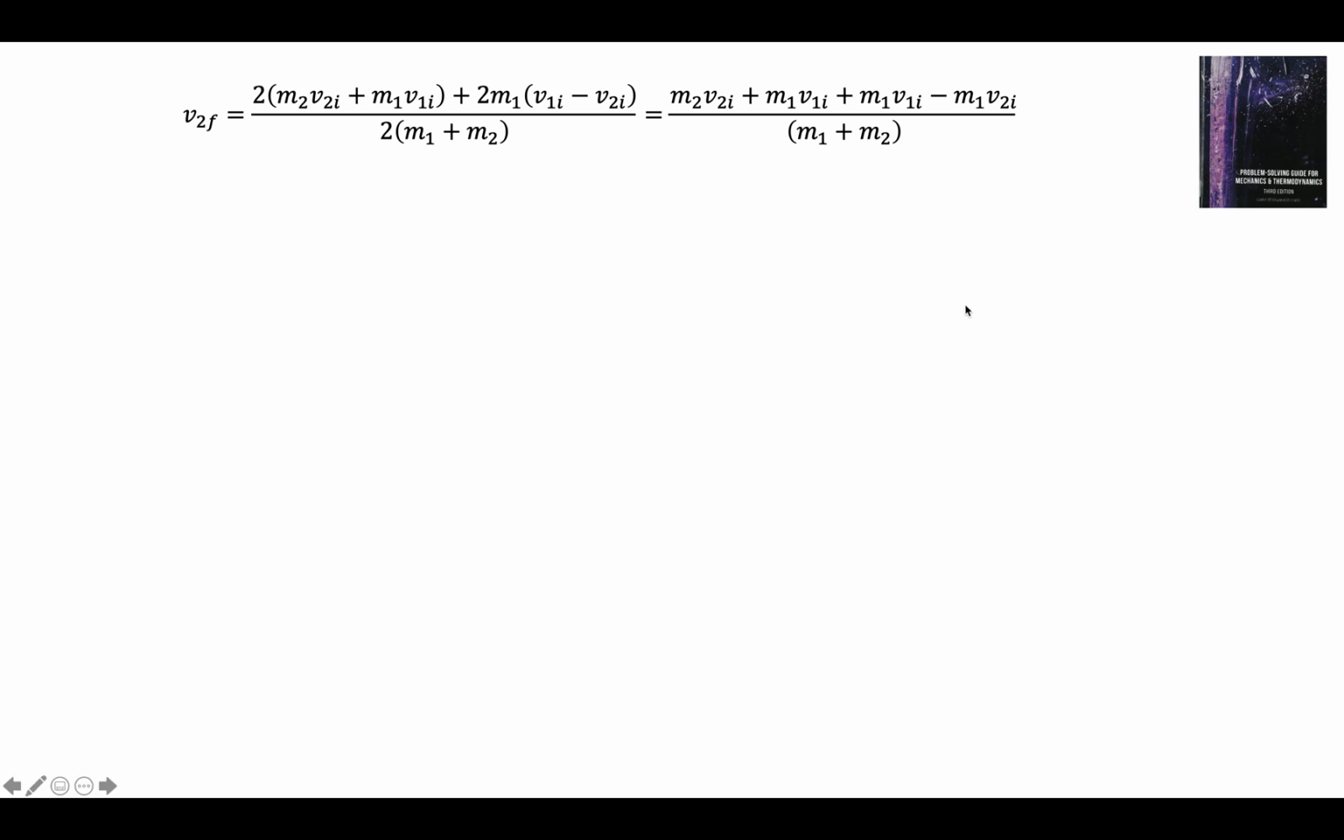And now we get this. We distribute the 2m1 and we get this. We can factor out these two terms and get V2 initial times m2 minus m1. And that's it. That's as simple as it gets. By simple, I mean you can't reduce it anymore. That's the equation for V2 final in terms of V2 initial and V1 initial and the masses.